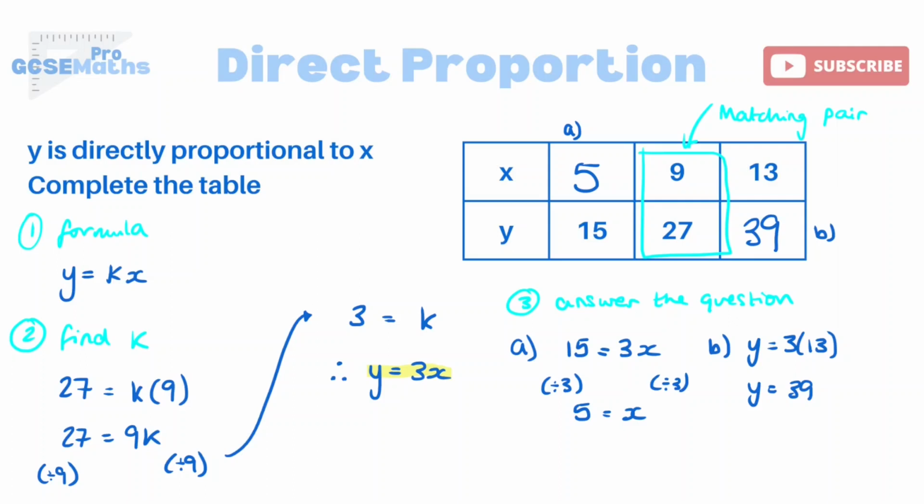Okay, so every question you're going to follow these 3 steps. Number 1, what is my formula? Number 2, I need to find k using a matching pair that they have to give you. And number 3, answer the question, whether that's just one question or like this was 2 parts, wasn't it? Just depends.